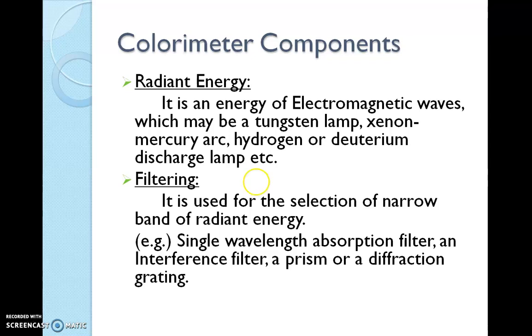And then filtering concept in calorimeter. So filtering arrangement for the solution of narrow band of radiant energy. So we use single wavelength absorption filter, an interference filter, a prism or a diffraction grating. So interference filter is nothing but dichroic filter. So it is an optical filter that reflects one or more spectral bands or lines and transmits others. So the example for interference filter is high pass filter, low pass filter, band pass filter and band rejection filters.